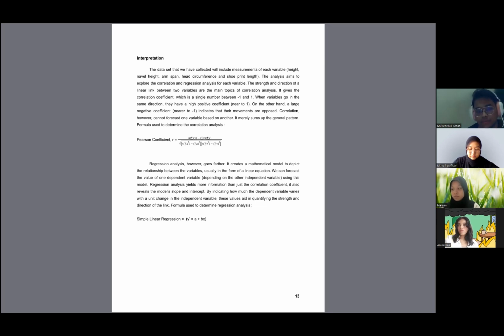So next is the regression analysis. However, it goes further as it creates a mathematical model to depict the relationship between the variables, usually in the form of a linear equation. So we can forecast the value of one dependent variable using this model. So regression analysis yields more information than just the correlation coefficient. It also reveals the model slope and intercept. So the formula used for regression analysis is the simple linear regression. Next.